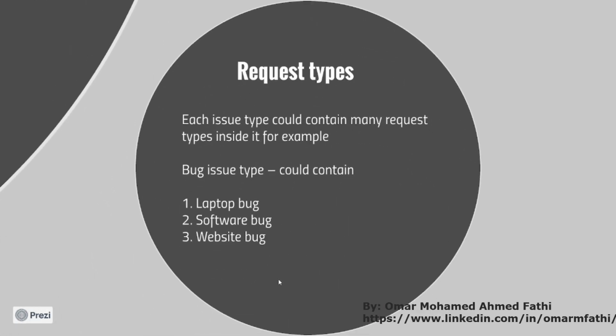Another important thing you need to know is the request type. What are the request types? Each issue type from the above could contain many request types inside it. For example, the bug issue type could contain laptop bug, software bug, or website bug. So, request types are located inside the issue types.